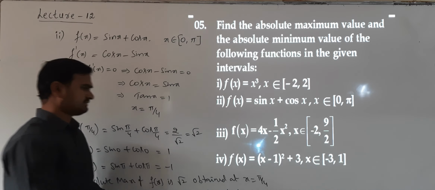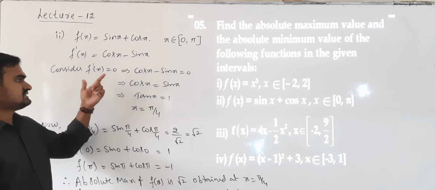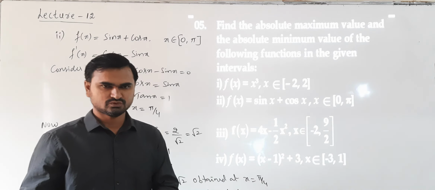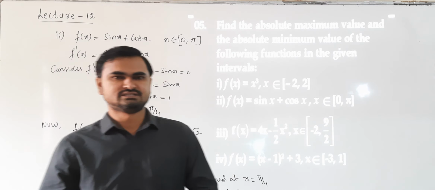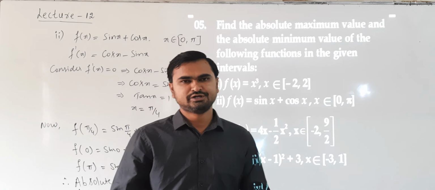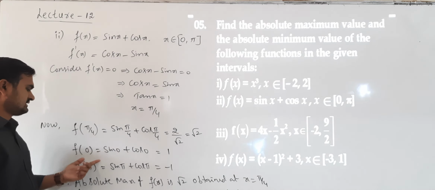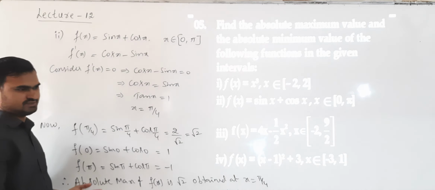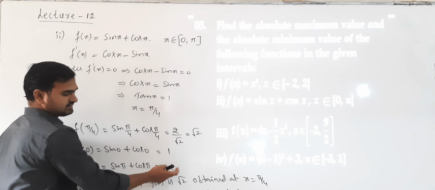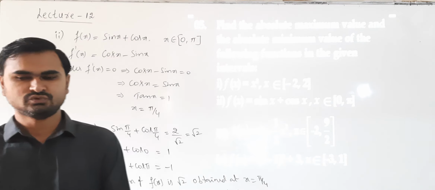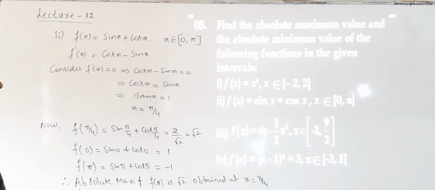Okay, so this is the method to get the absolute maximum and absolute minimum. First find the critical points. After finding the critical points, we need the function values at the critical points and also at the endpoints. After evaluating all that, we have to see which one is greatest and which one is least. Okay. Next.